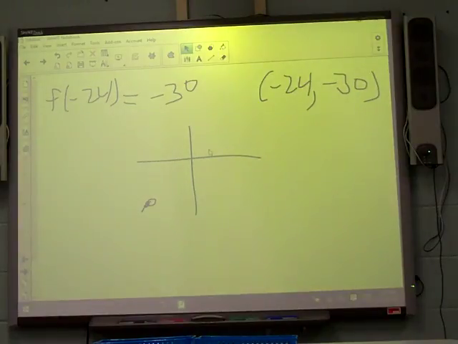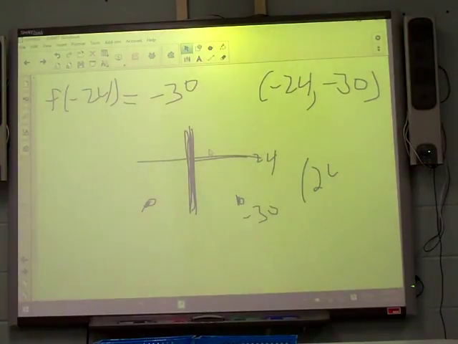Now the question says that's going to be symmetric to the y-axis. So your y-axis is this one. That means we want to flip it and put it over on the same spot on the other side of that. So we would come to +24 and still our -30. So it would be the point 24, -30. To write that as an input-output like the question did, you would say f of 24 is equal to -30.